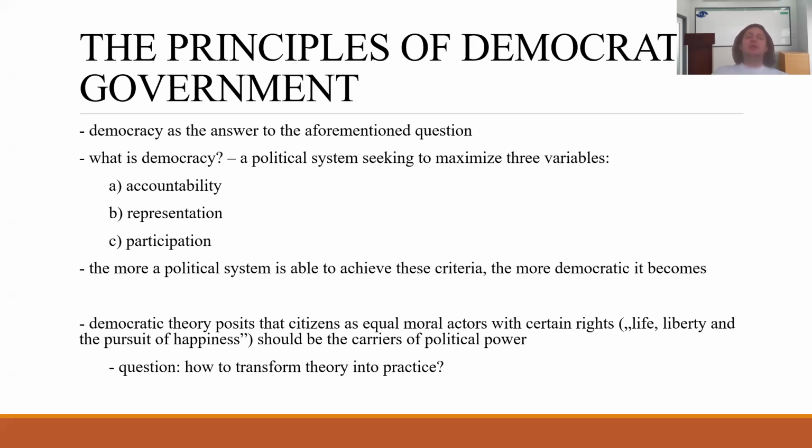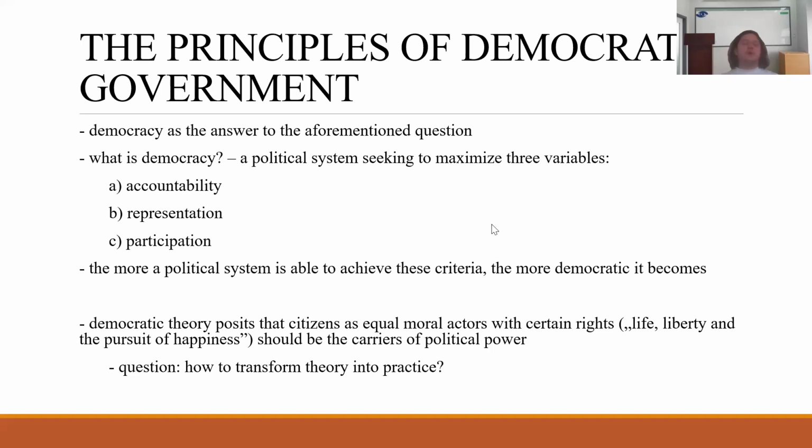And these three variables are mutually reinforcing, because the more the people participate, the more they're going to hold politicians to account, and the more they hold them to account, the more politicians have an incentive to represent those people. And then the more the people feel represented, the more they will be energized to participate, and so on and so on. So the three variables are mutually reinforcing.